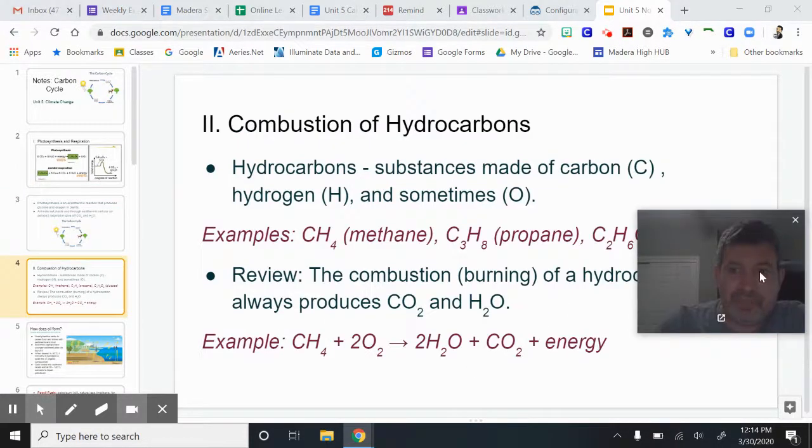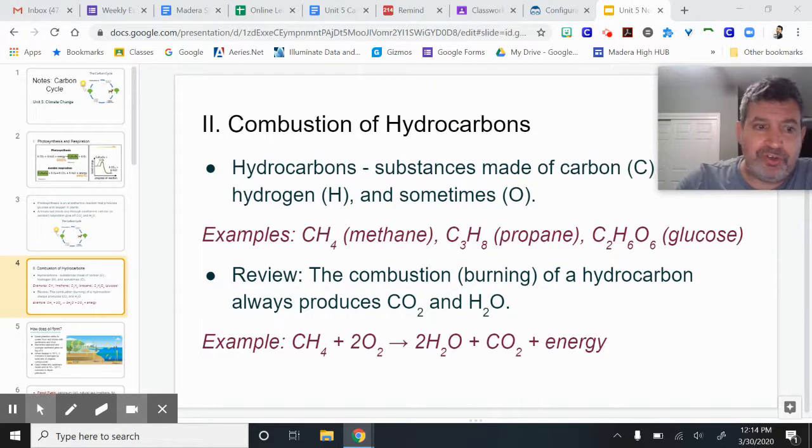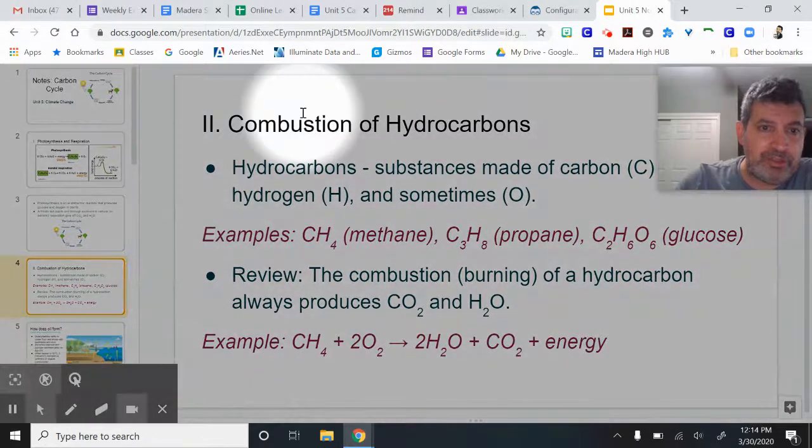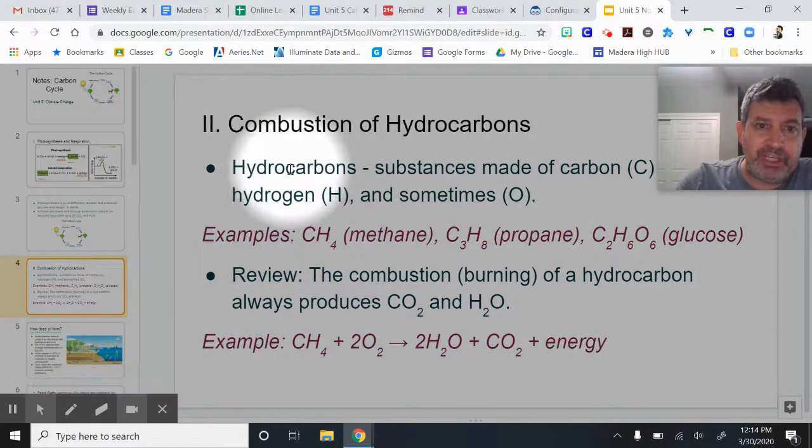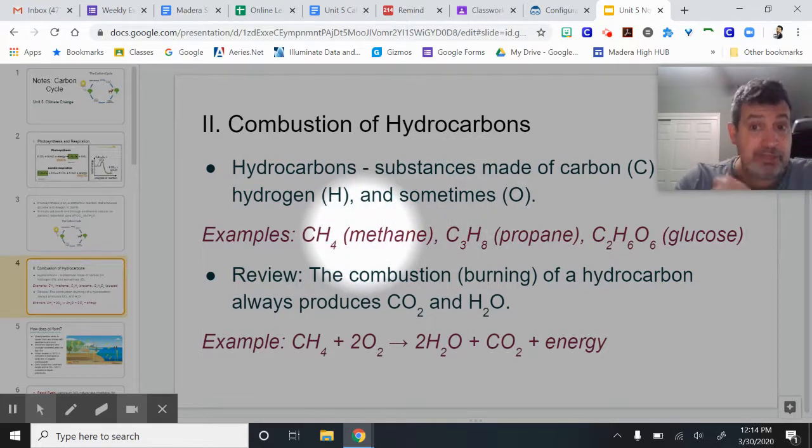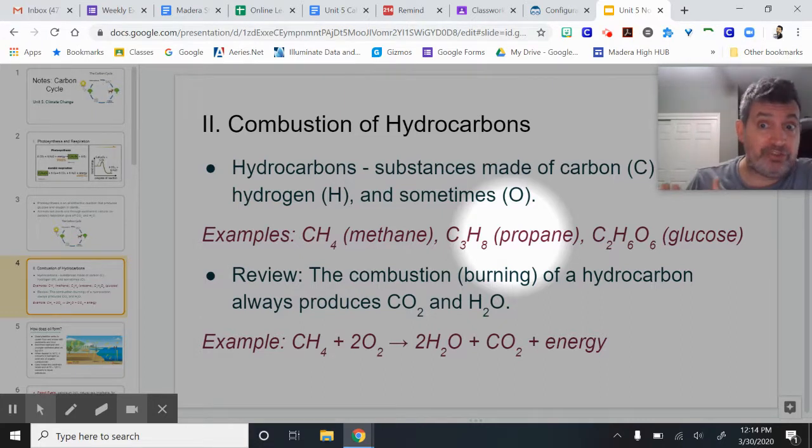That brings us to combustion of hydrocarbons. And so with the combustion of hydrocarbons, we're looking at hydrocarbons, and those are substances made of carbon, hydrogen, and sometimes oxygen. So we have some examples here. We have methane, which is natural gas. We have propane, which is a gas that you might use if you're out in the country. You have a propane tank that helps heat your water, and or if you have a propane stove in your kitchen.